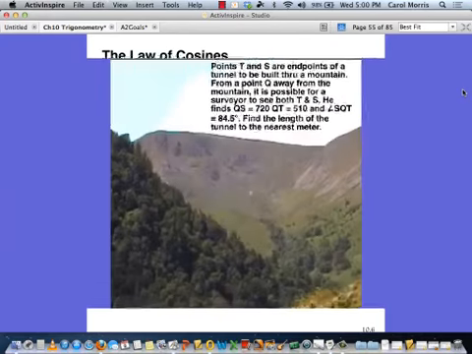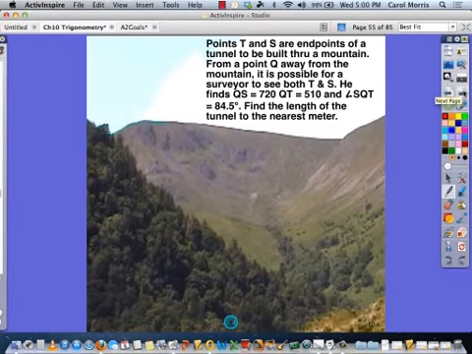Let's make it real world so it makes a little more sense to us all. Points T and S are endpoints of a tunnel to be built through a mountain. From a point Q away from the mountain, it is possible for a surveyor to see both T and S. He finds the distance QS to be 720. He finds QT to be 510. And then he finds angle SQT to equal 84.5 degrees. Find the length of the tunnel to the nearest meter.